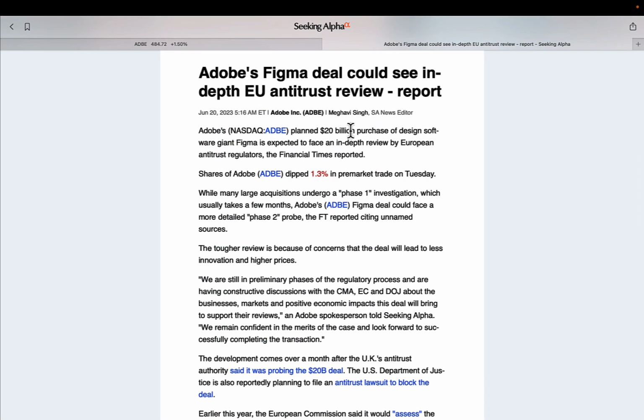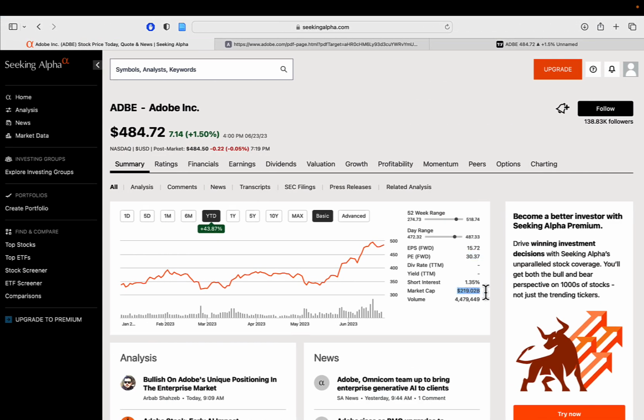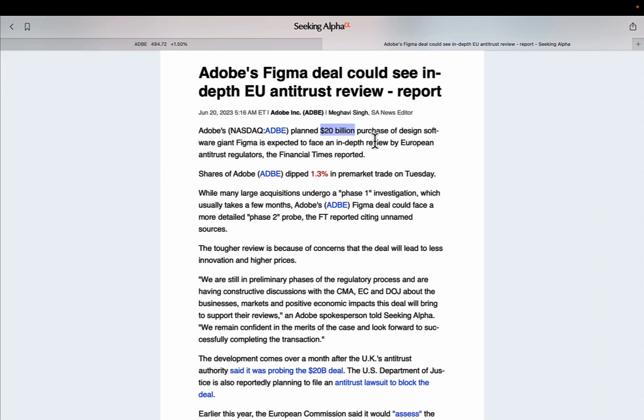regarding their acquisition of Figma. So if you're not aware, Adobe, late last year in September, made an announcement to purchase UI UX editing software Figma for $20 billion. So for a $220 billion company, a $20 billion acquisition is certainly not small. And in today's results, we'll take a look into exactly how Adobe will be trying to purchase this.